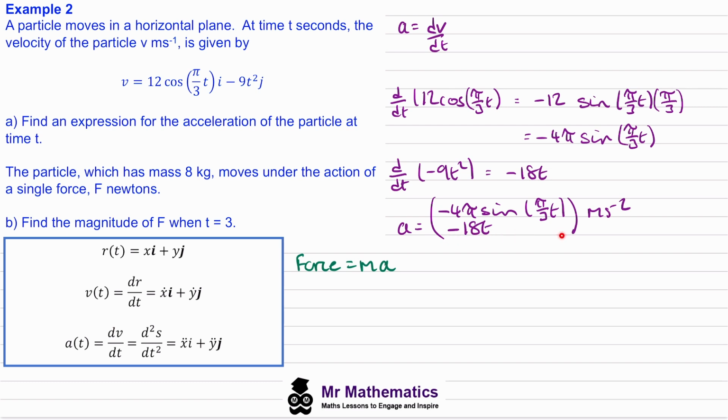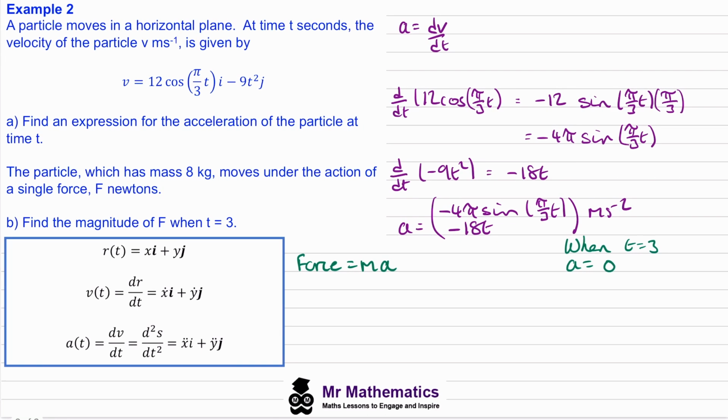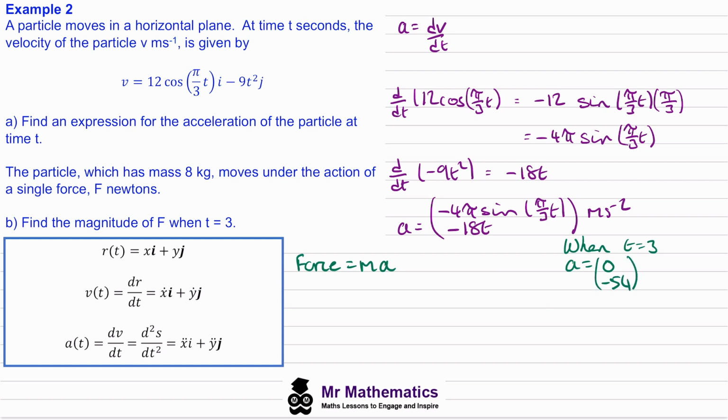And we have the acceleration as an expression here. And we can work out this acceleration when t equals 3 by substituting 3 into each of these i and j components. So we just write this out over here. When t equals 3, the acceleration will be, so if we substitute t equals 3 into this i component, well, this t will become 3, and we'll have 3 over 3 to make 1. And we know the sine of pi is 0. So this will become 0 for the i component, and then substituting 3 into the j component, this will become negative 18 times 3, so negative 54 meters per second squared.